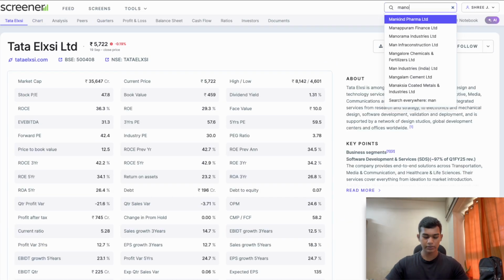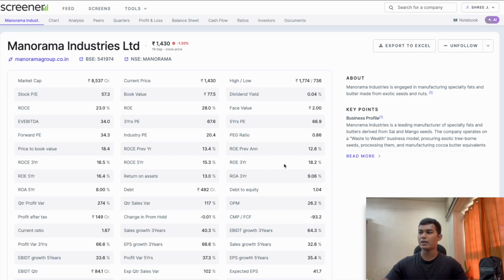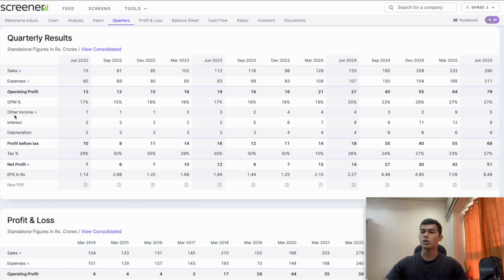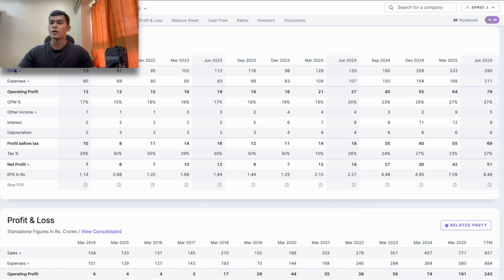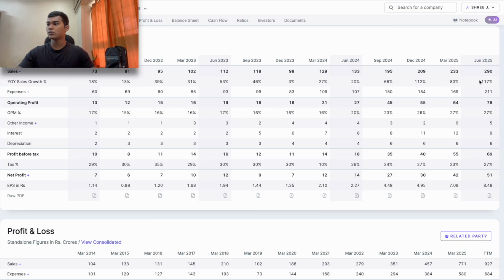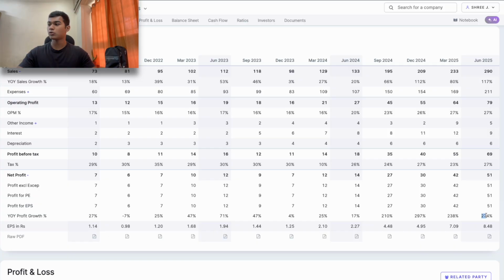For example, if we take Manorama Industries that makes your fat butters and all that. So if you look at its quarter, one way of finding operating leverage is if the pace of profit growth outpaces the pace of sales growth. So if let's say sales is growing at 20% and profit is growing at 30-35%, then we can see that there is operating leverage and there is a margin expansion. So let's take for example, as you can see in this quarter, the company grew its sales by 117%, whereas its net profit grew by 274%, right? So the pace of profit growth is more than the pace of sales growth.